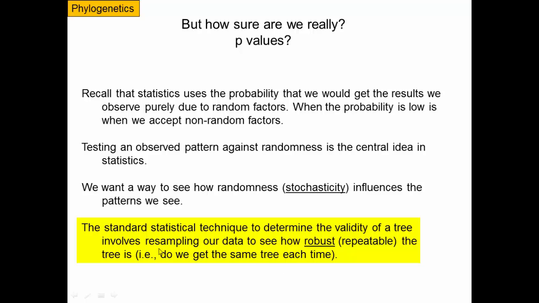When we go back to our data and look at it in a different way, like a slightly different version of our data, do we keep getting the same tree over and over again? If we do, then we're confident that that's probably the right tree. On the other hand, if every time we have a slightly different set of data, we get a different tree, then we're not going to have a lot of confidence in any particular tree that we come up with.